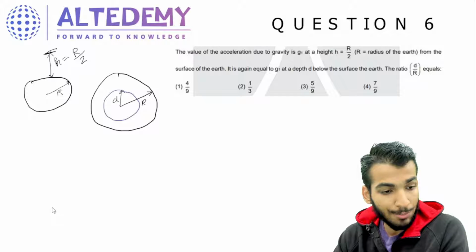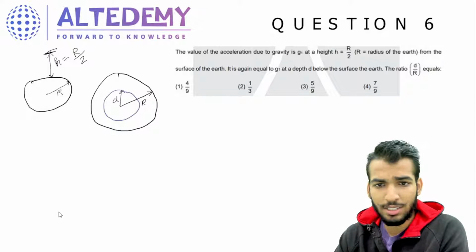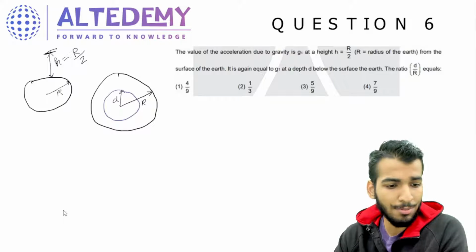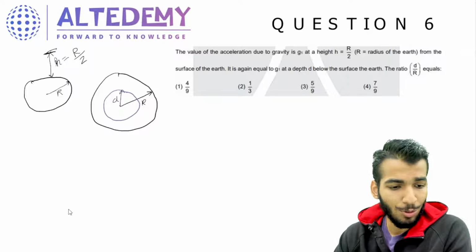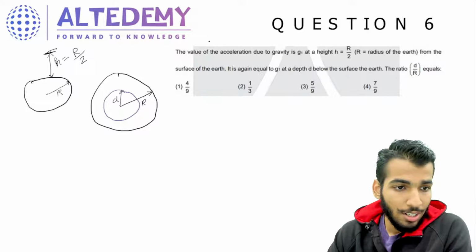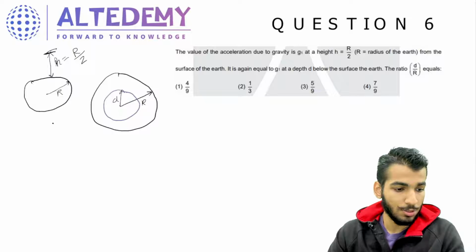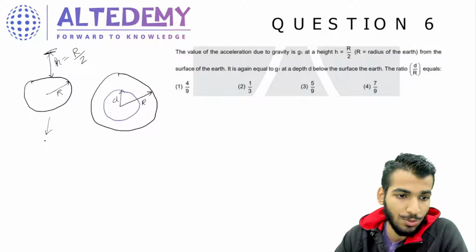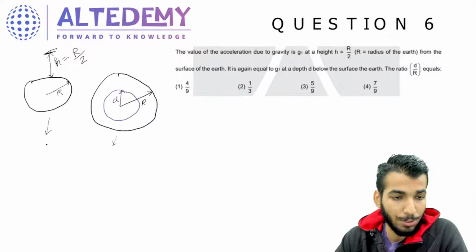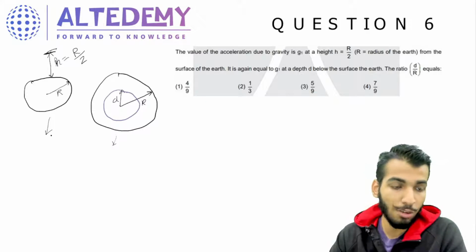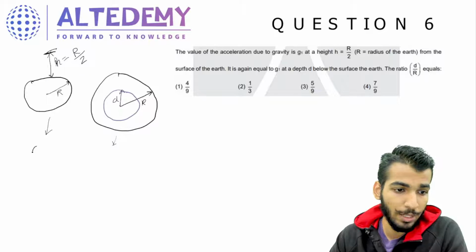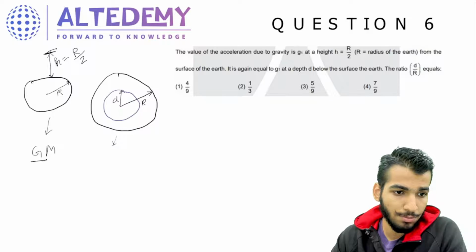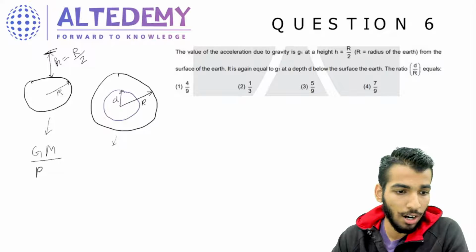So let's jump to the formula and then equate them. This will be of no issue to you, I believe. So g_h is equal to g_d. That means this one is equal to this one, right? What will be the formula of gravity at this point? That will be GM by (R plus h) square.